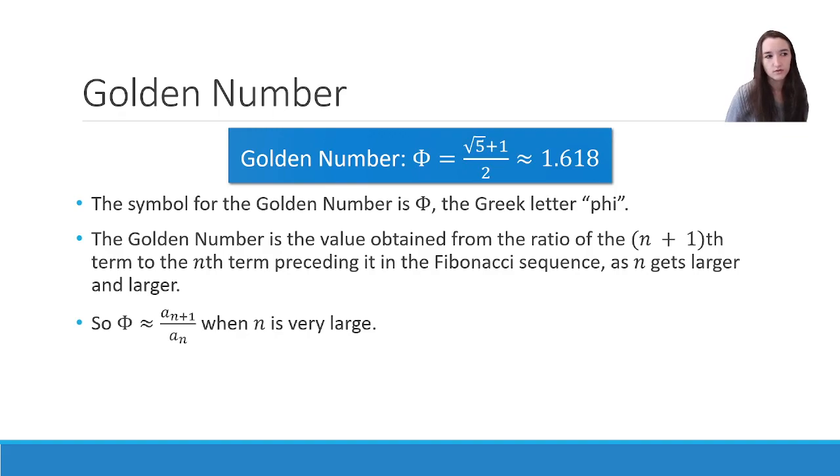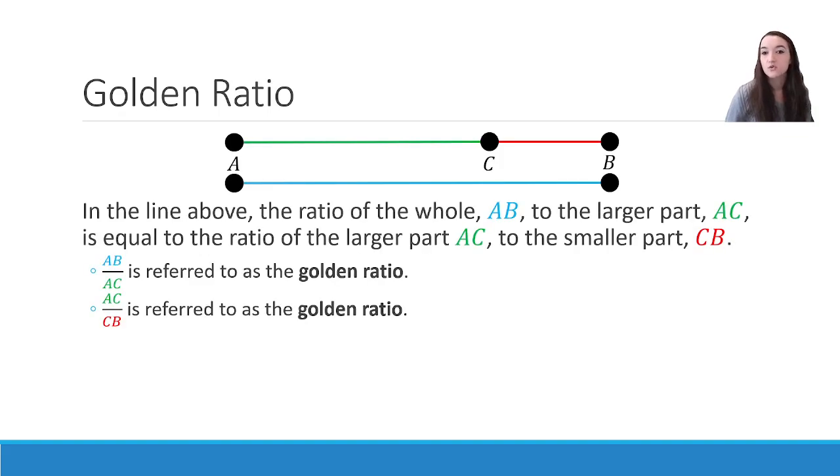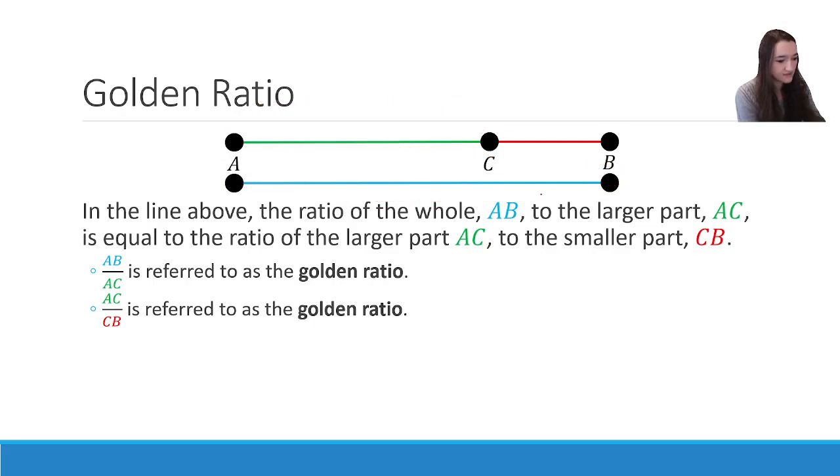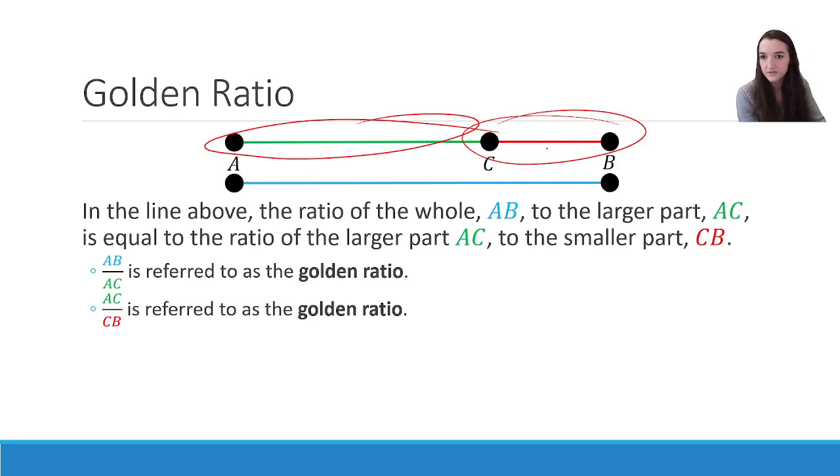So why do we care about the golden number? The golden number gives us the golden ratio. So in the line above, the ratio of the whole, AB, to the larger part, AC, is equal to the ratio of the larger part, AC, to the smaller part, CB. In other words, if I take AB, so that's this whole thing, divided by AC, the length of them, that's equal to AC divided by CB, the lengths.